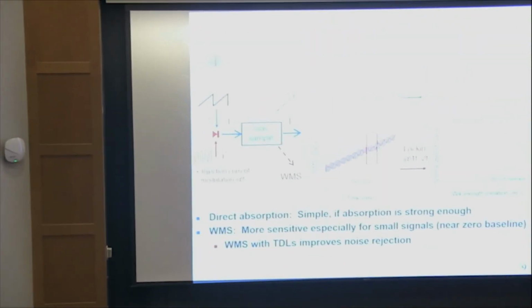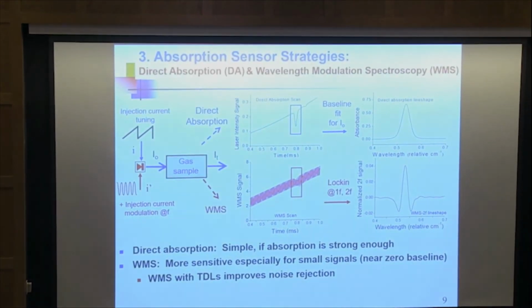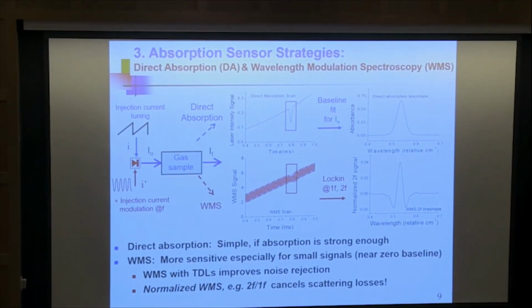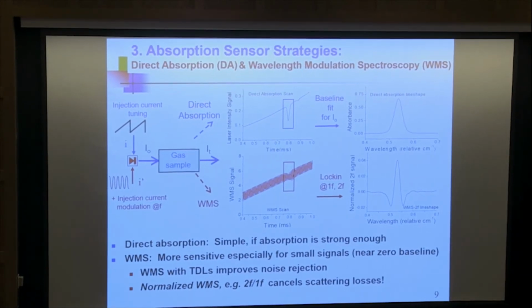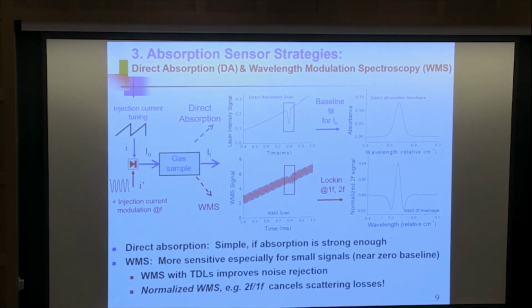But with an advantage, there's always a disadvantage. WMS is great for removing noise. And then we came along with the scheme. We thought we invented it, but we didn't. Somebody else invented it, called the ratio, 2F over 1F ratio. So if you take the 2F signal and divide it by the 1F, both are proportional to laser intensity, and it cancels out laser intensity, even when laser intensity is being modulated by losses in the system. So it was a great idea. We weren't first.